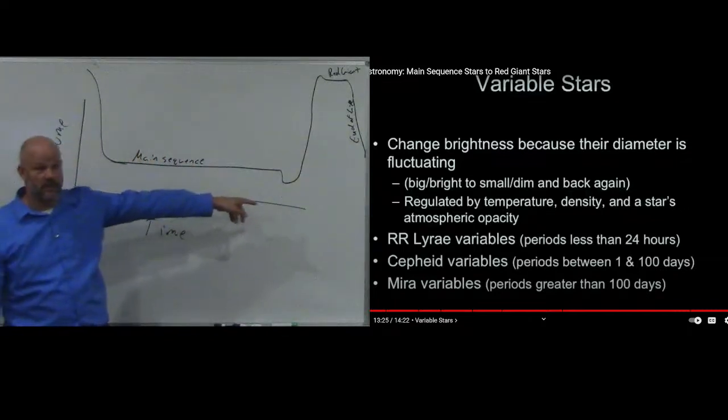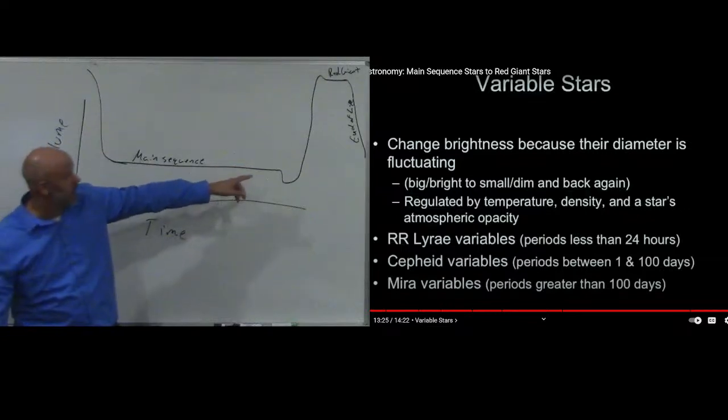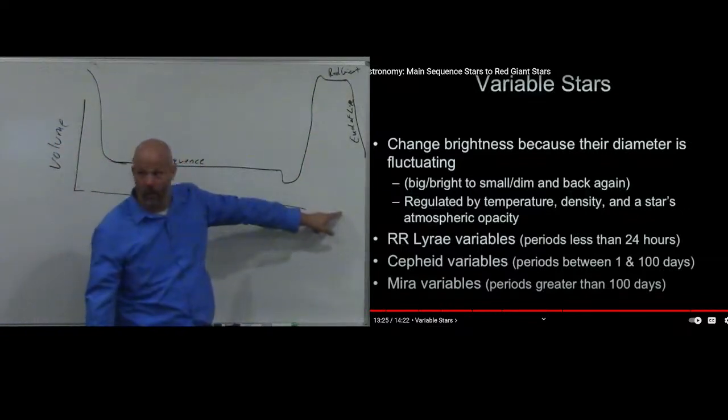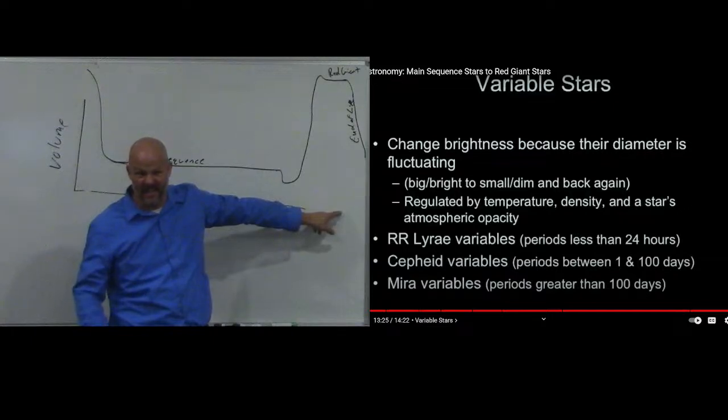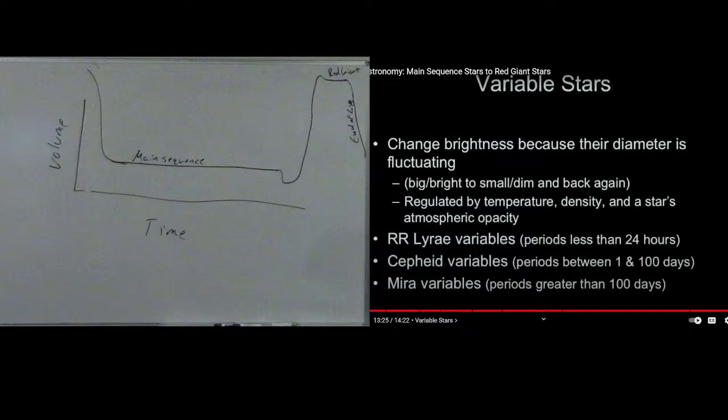Of course, if this is like a blue supergiant, the end of life here is on this axis, right? I mean, it's a black hole. There is no appreciable volume. It's just a point.